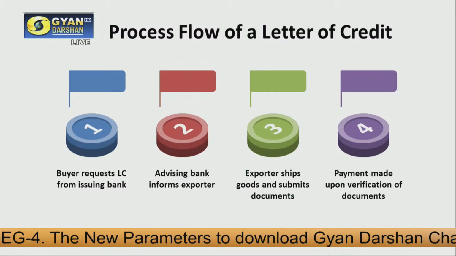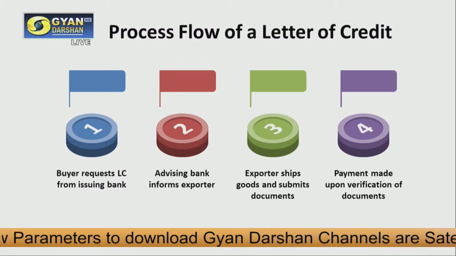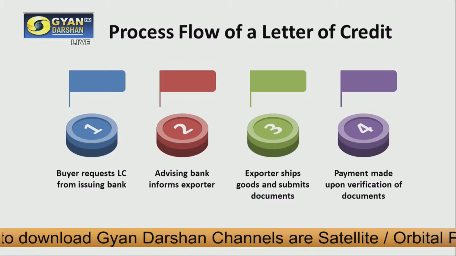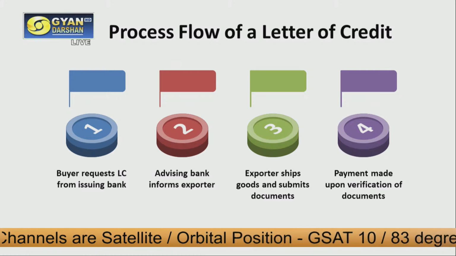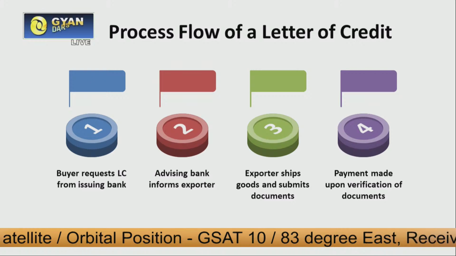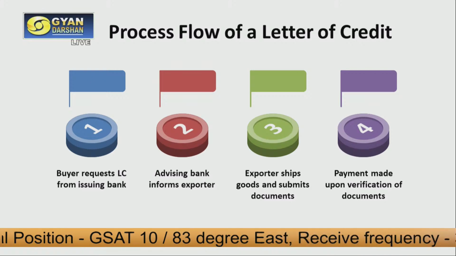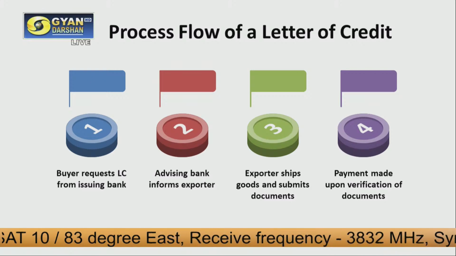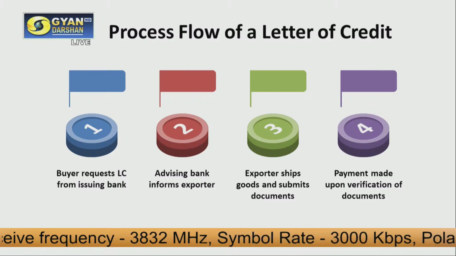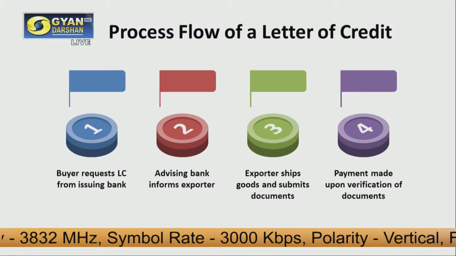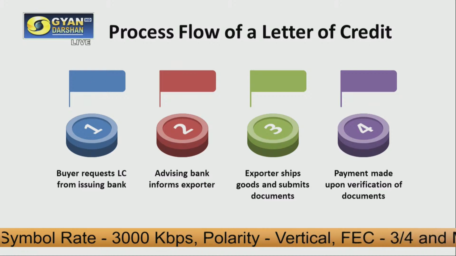Friends, now let us see what is the process flow of a letter of credit. In the case of letter of credit, number one, the buyer requests LC from the issuing bank. The advising bank informs the exporter, and the exporter ships goods and submits documents, and in the last step payment is made upon the verification of the documents. So this is the process through which the letter of credit basically works.